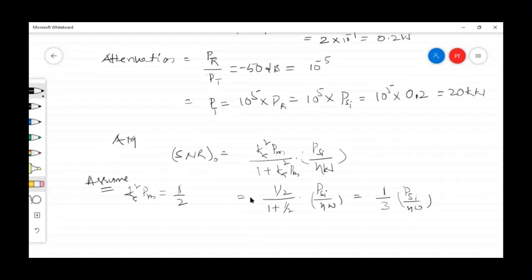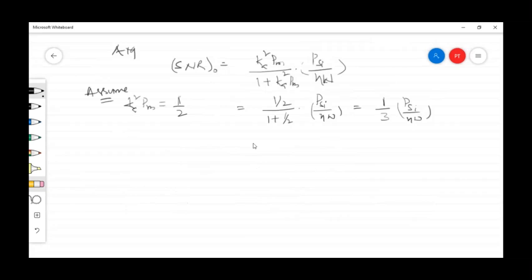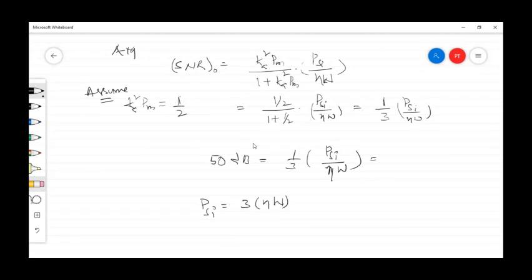So now substitute the values. What is the value of SNR? Same 50 dB. So 50 dB equals 1 by 3 Psi by eta W. Now Psi equals simply 3 into eta W into 50 dB. You can write 50 dB as 10 power 5, so it is into 10 power 5.